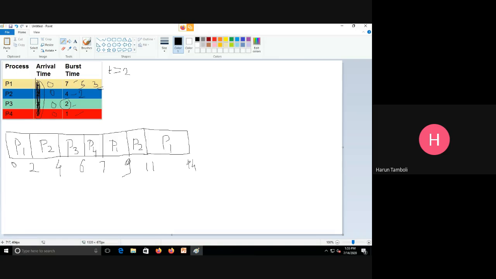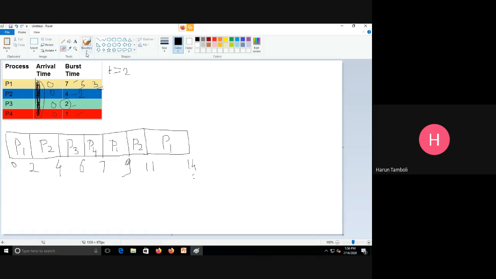So after 14 seconds all processes will get executed. So 7 plus 4 is 11, plus 3 is 14. So at 14 seconds all processes will get executed. So this is the Gantt chart for this order. In this way the complete execution will occur.